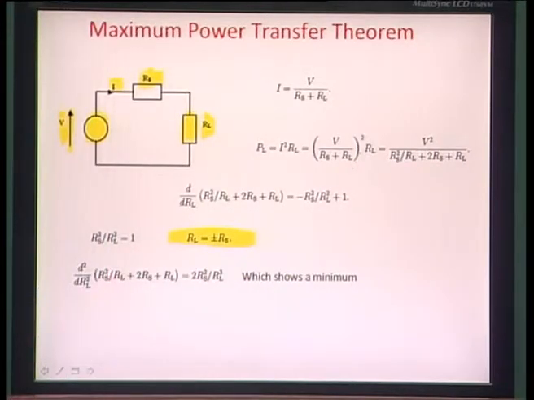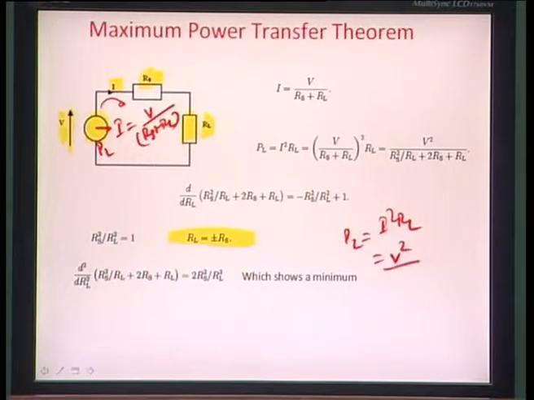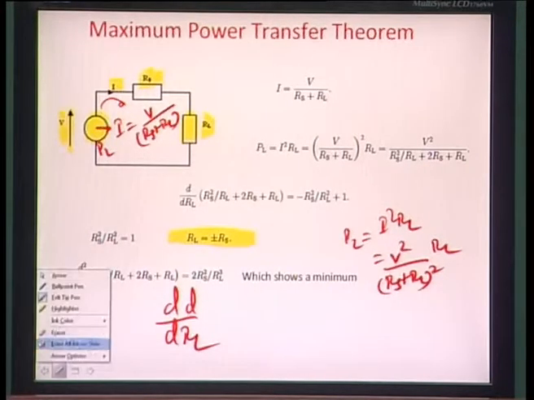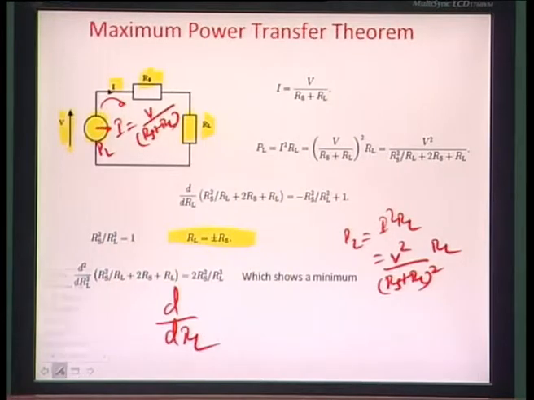This is very simple to illustrate. As you are seeing here, the I would be nothing but V by RS plus RL, the total resistance in the circuit by Kirchhoff's law. The power transferred PL to the load is written as I square times RL, which is V square by (RS plus RL) square times RL. And if you want to see the value of load resistance at which the power would be a maxima or a minima, you put the first derivative of PL with respect to RL equal to 0.